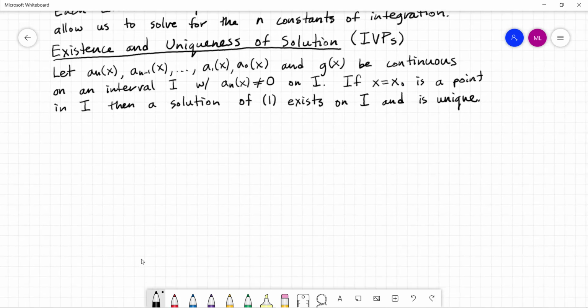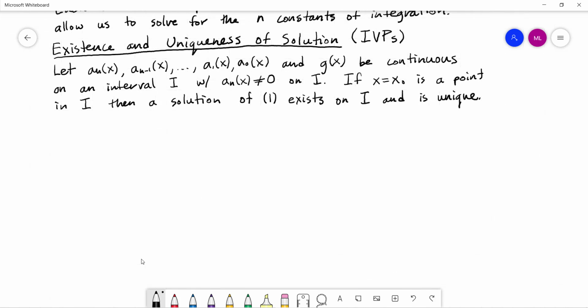So everything we've done up until now, every problem where we've had some condition, that condition has been what we think of as an initial condition.